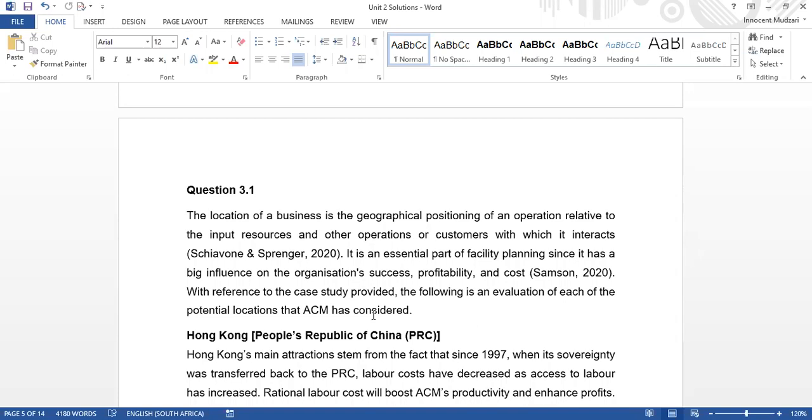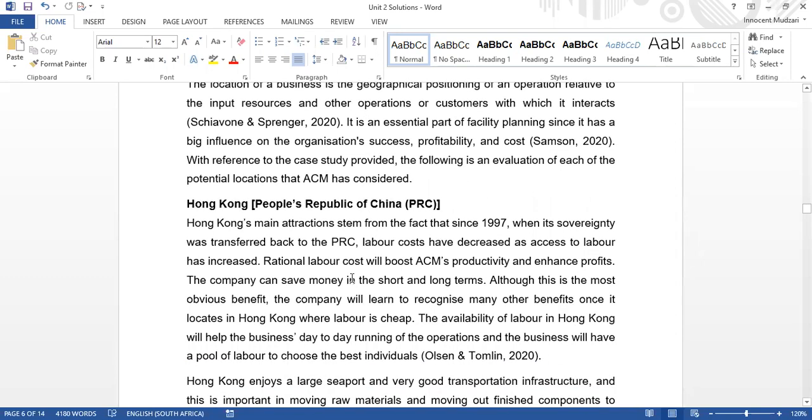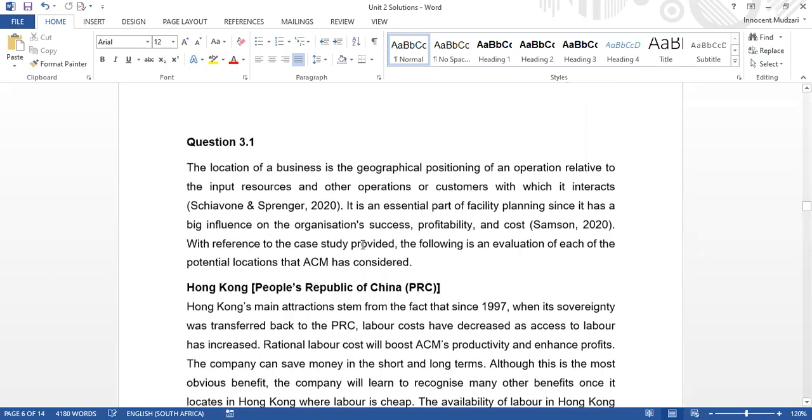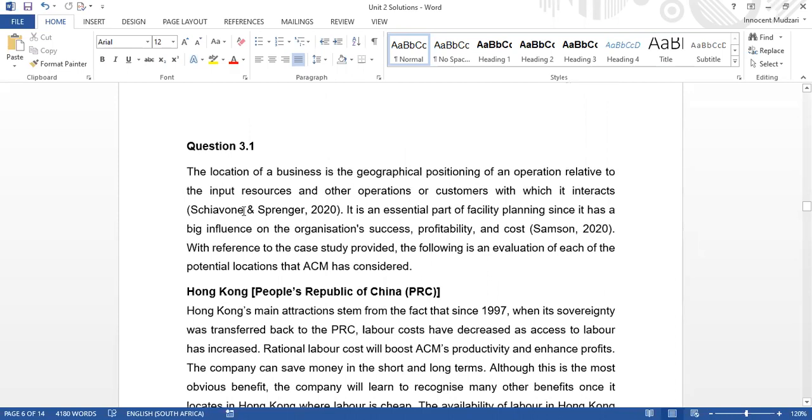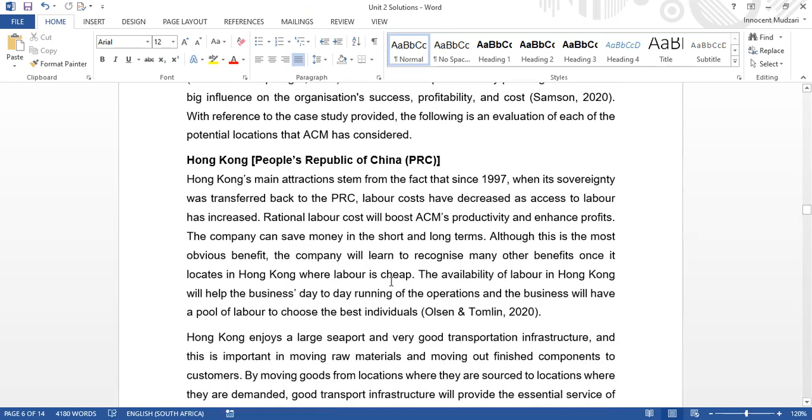Okay, so the potential locations have been given in the case study. So you have 12 marks. You need to start with your introduction, right? And then you now evaluate the potential locations under the board. So the first potential location that has been given from the case study is Hong Kong, which is the People's Republic of China, PRC. It's given there.